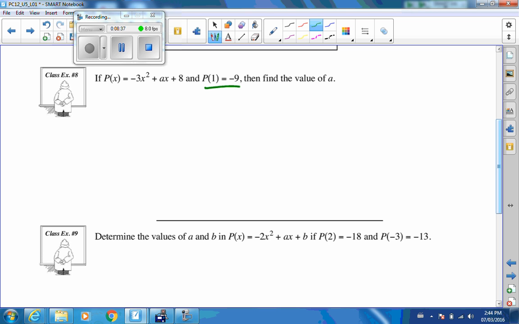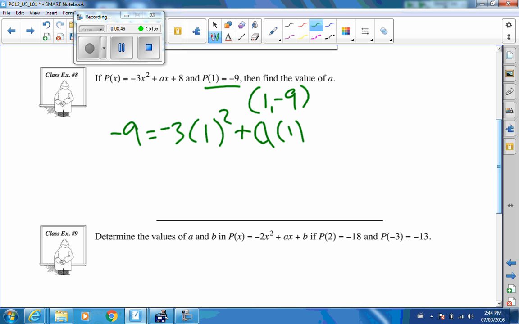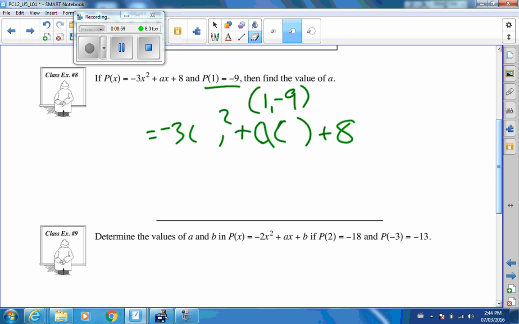This is just sort of our function notation again, right? So that's the point (1, -9). All I have to do is plug the values in. So again, I'm just kind of rewriting it with open brackets everywhere. And then in the open brackets, I'm going to parachute the values. So my x value is 1, and my y value is -9. And now I just solve.